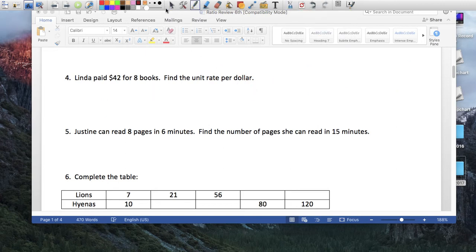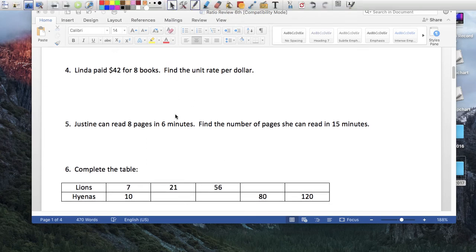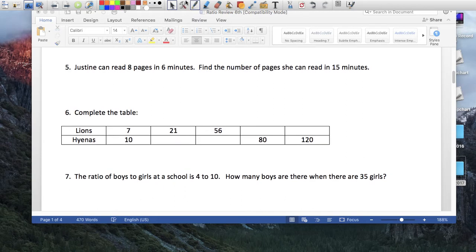Moving along. Justine can read 8 pages in 6 minutes. Find the number of pages she can read in 15 minutes, okay? So I would always set up, okay? Write it as a fraction. 8 pages, label things. 8 pages, 6 minutes. And we want to know how many pages she will read in 15 minutes. So there's something here we're going to have to do. And I'll write 15 minutes a little bit to the side here. I need to give myself room in case I need it. And pages would be on top.